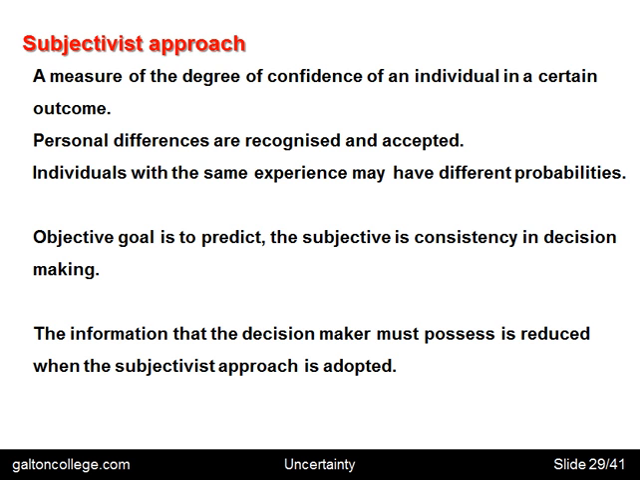The information that the decision maker must possess is reduced when the subjectivist approach is adopted. Subjectivism needs less information. But clearly, the more information that the decision maker has, the better the decision is likely to be.